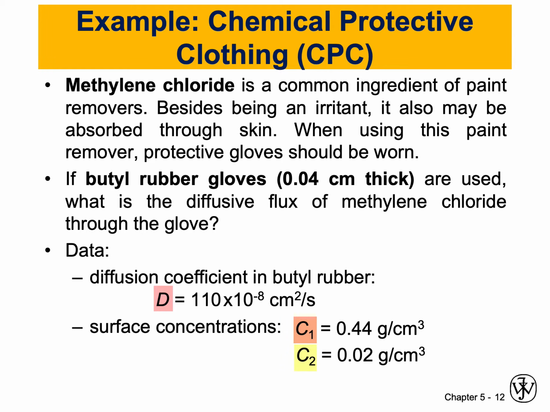So here's what's given to us. The diffusion coefficient in butyl rubber is given as 110 multiplied by 10 to the power minus 8. And we have the surface concentrations, which means the concentration at two different locations that the butyl rubber separates. Outside, where the methylene chloride is abundant, we have a concentration of 0.44 grams per centimeter cubed, and on the skin we have 0.02 grams per centimeter cubed.